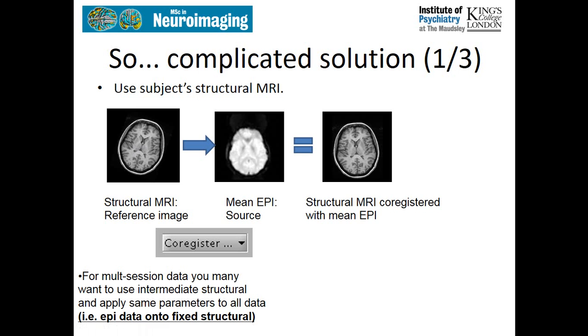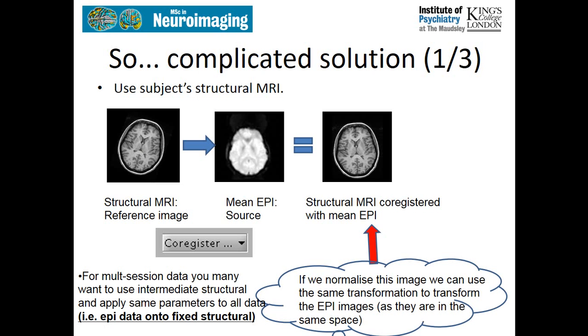Okay? So another option is to co-register your mean image to a structural. And then use that structural to normalize the data. So the reason is because the structural image is very high resolution. It's got good grey-white contrast, and so therefore warping to standard space is relatively easy.